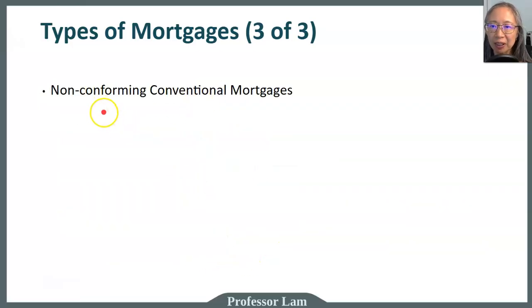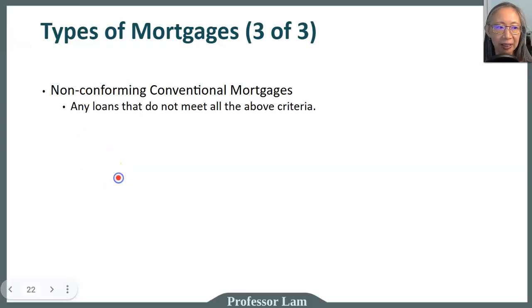The last type of mortgage is the non-conforming conventional mortgage. Conventional means that, again, they are through banks and they don't have any guarantee from the government. Non-conforming simply means that they don't satisfy any of the requirements by the GSEs, Fannie Mae or Freddie Mac. So any loan that does not meet the criteria that we talked about. There are some examples. Jumbo loan is the most common type of non-conforming loan, simply because the loan amount is higher than the limit.